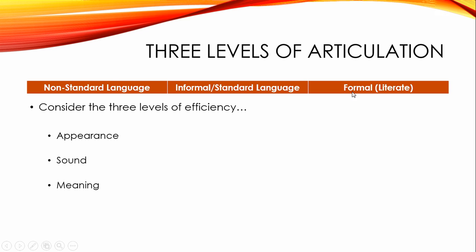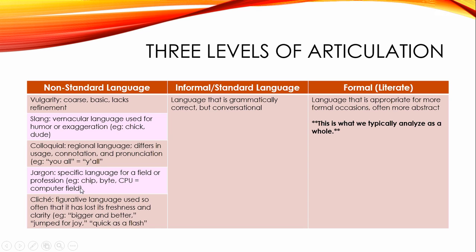So let's break these 3 down, because aside from looking at the appearance, the sound, and the meaning, you have to be able to determine where it falls in that category. So, non-standard language, you'll see I have 5 different types of non-standard language. The first one is vulgarity, and you can see it's pretty basic, pretty obvious. It's something that's going to lack refinement. It's going to be very coarse. It will have cursing.